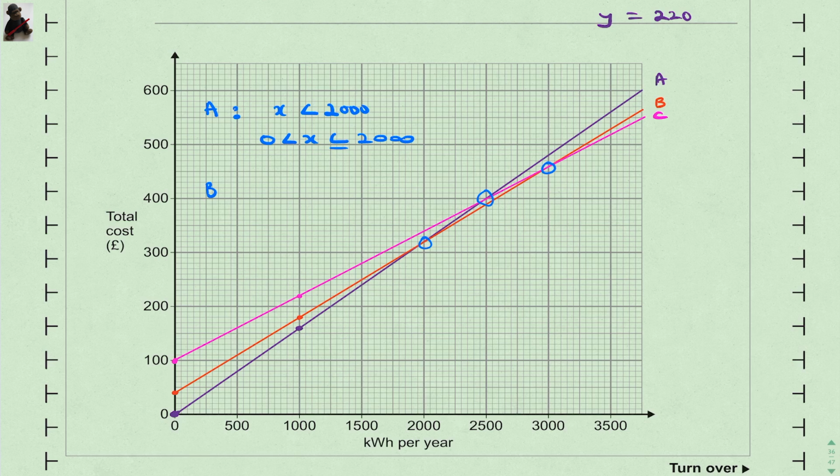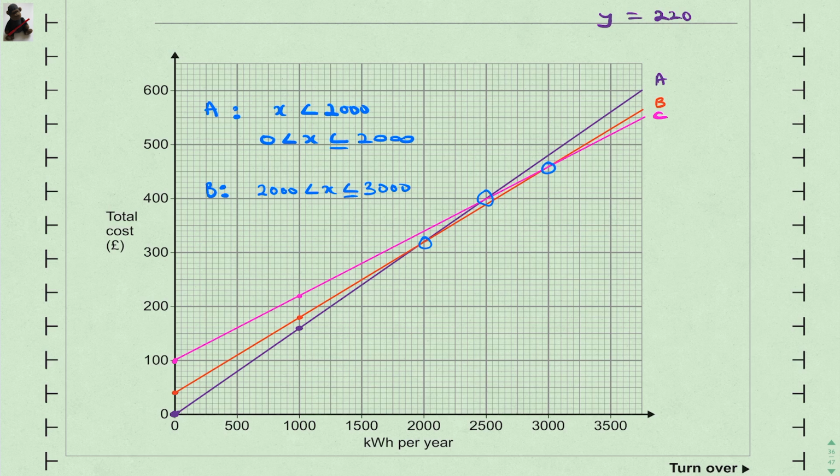But for tariff B, I think tariff B will be between 2000 and 3000. That's what tariff B will do. So tariff B will be between, say, 2000 is less than x and it's less or equal to 3000. So that will be tariff B.